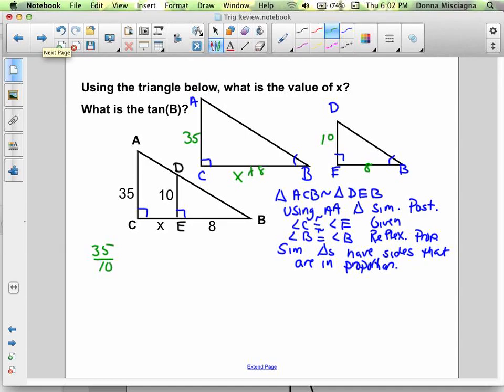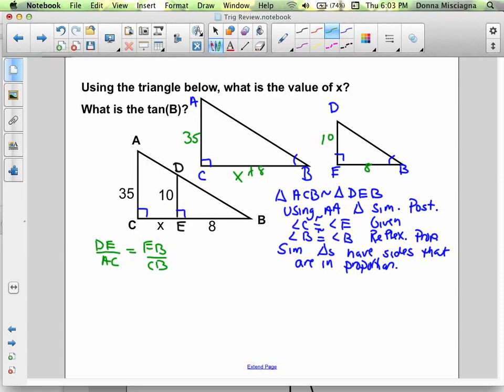Actually, let me write it in words first, just to make sure we're clear. It's been a little while since we've seen similar triangles. So DE is to AC. All right, those sides are in proportion. I've got one triangle in the numerator, one triangle in the denominator, as EB is to CB. So the corresponding sides in the triangle are going to be in proportion to one another. We can replace the names with the values.